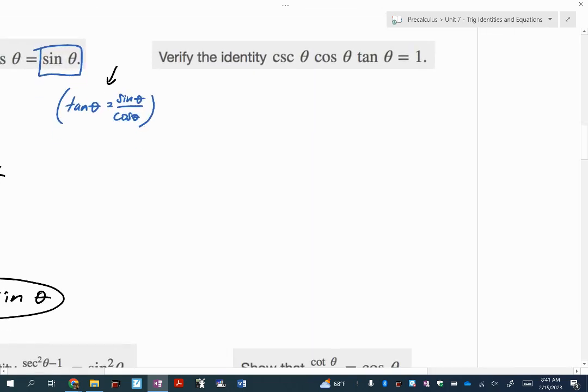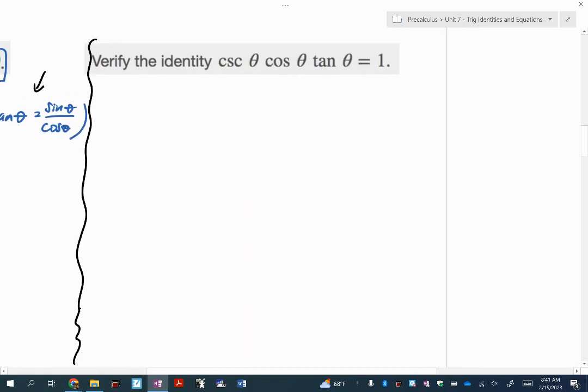Let's try another one. It says verify the identity cosecant of theta times cosine of theta times tangent of theta is the same as 1. I think this one is pretty simple to decide which side you're going to use to manipulate. You're not going to use 1. You're going to use the one that has 3 different trig functions. So I'm going to first change cosecant to be the reciprocal, which is 1 over sine. So I'm going to write 1 over sine of theta. And I'm going to go ahead and just put these as their own fractions.